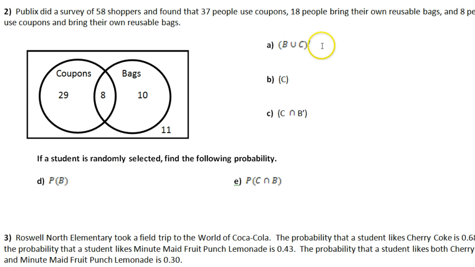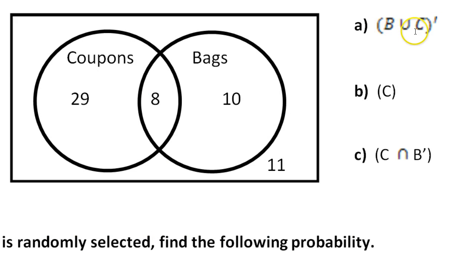Alright, so now we're supposed to answer some questions about this. Let's start with A here. Inside here it says the union of B and C, B or C. But then I have the apostrophe here that means it's the complement, meaning not the union of B and C. So let's start by highlighting the union of B and C. So that would be both of these circles like this.